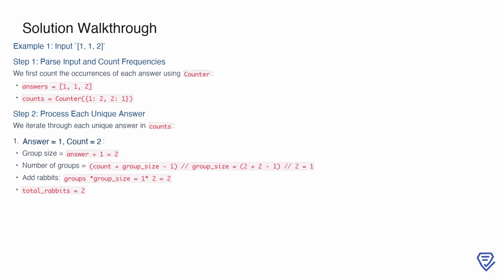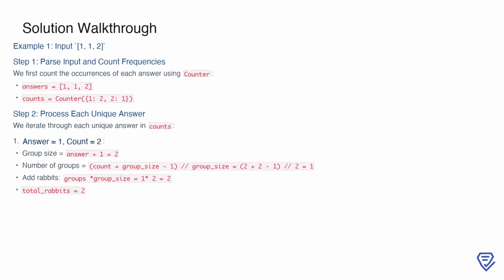The first step is to count how many times each answer appears using Python's Counter. This gives us a frequency count of Counter({1: 2, 2: 1}), meaning the answer 1 appears twice and 2 appears once. Next, we process each unique answer in the frequency dictionary. Let's begin with the answer 1, which has a count of 2. The group size for this answer is calculated as answer plus 1, which equals 2.